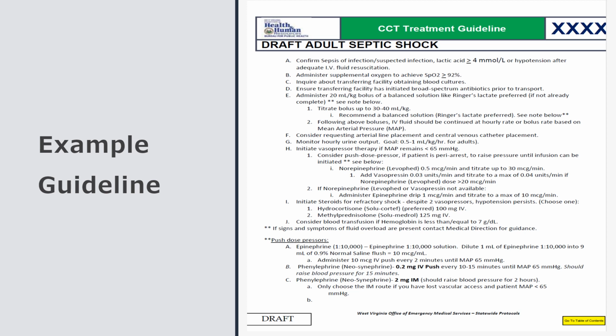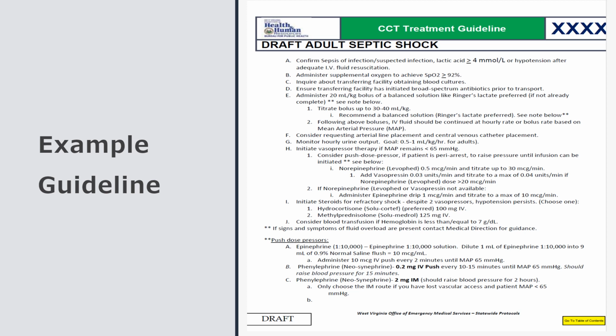If norepinephrine, Levophed, or vasopressin are not available, administer epinephrine drip 1 mic a minute and titrate up to 10 mics a minute. Initiate steroids for refractory shock. Refractory shock would be when, despite 2 vasopressors, hypotension still persists. Choose one: hydrocortisone, which is preferred, 100 milligrams IV, or Solu-Medrol 125 milligrams IV.